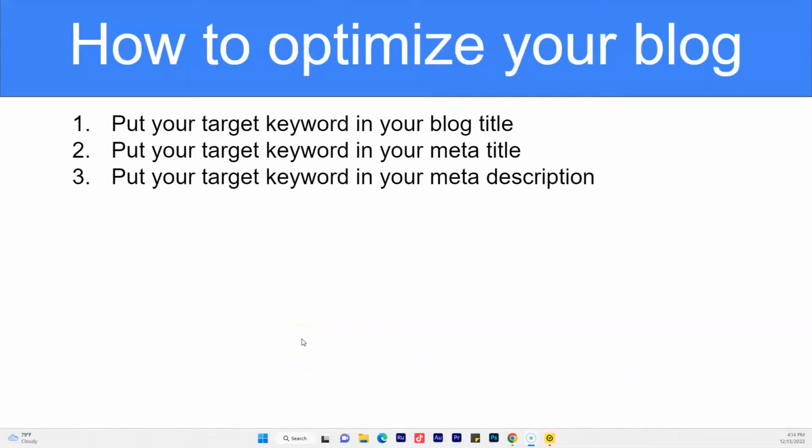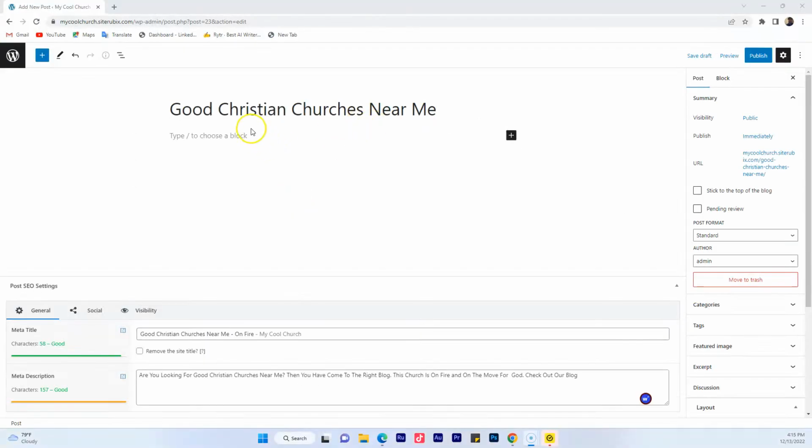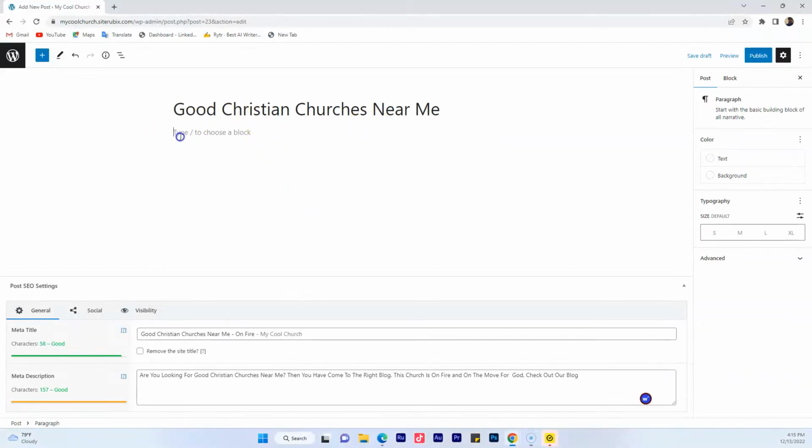All right, family, you're on the move. Let's go ahead and move on to step number 4, which is put your target keyword in the first sentence of your content. So let's go ahead and do that. Now in order to add content to your blog, you just go right here where it says type. Okay, and then you can start it off. Now remember, we want to put our target keyword in our first sentence.